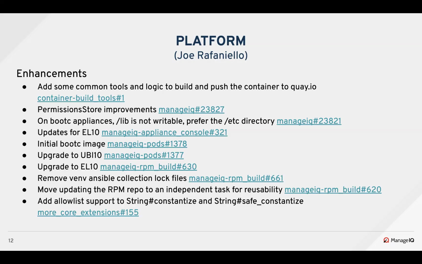And he also upgraded the EL10 and moved the updating of the RPM repo for a reusable task in the RPM build repo. Next, Jason removed the VE&V Ansible collection lock files in RPM build. He also added an allow list support to string constantize and safe constantize in more core extension. Next slide.